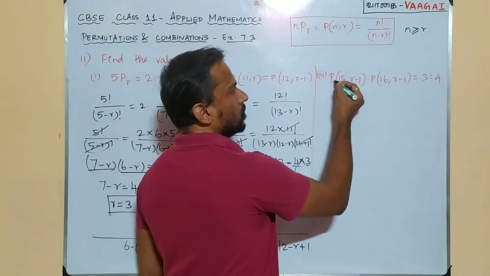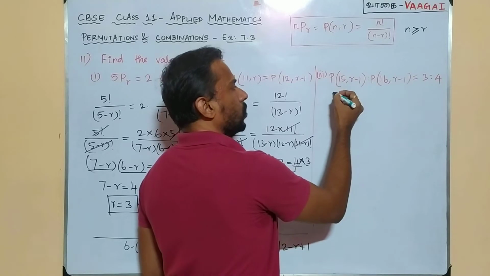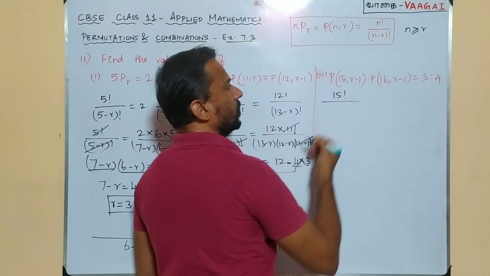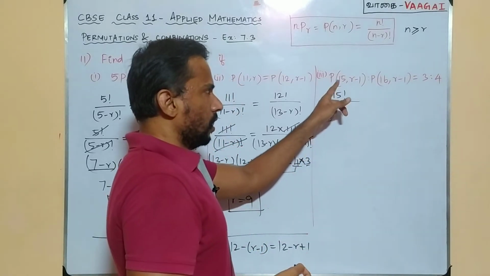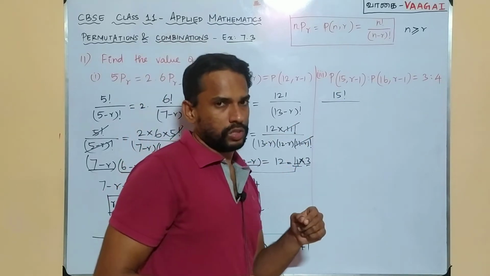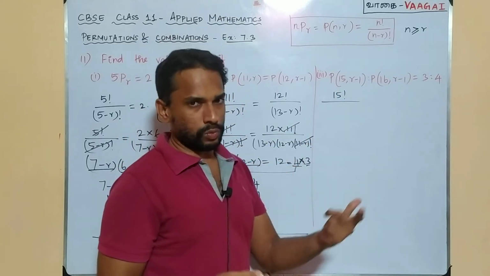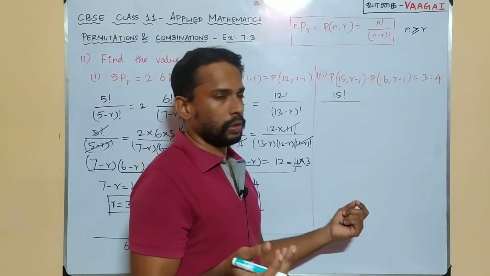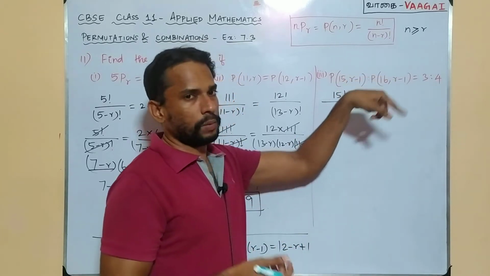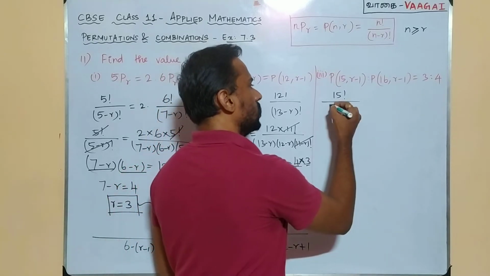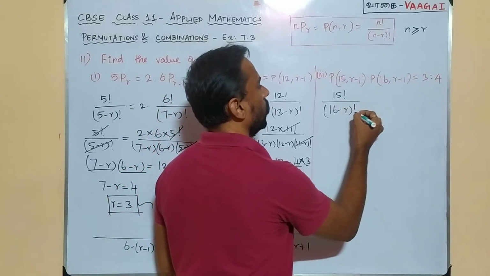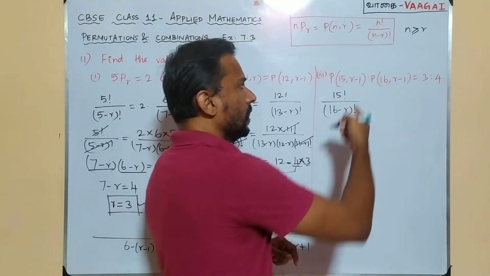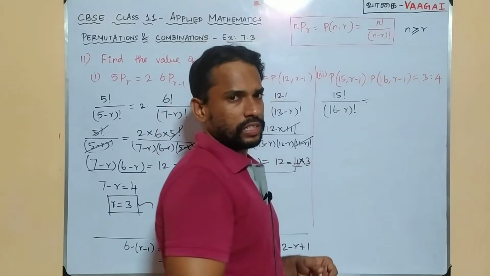This can be written using the nPr definition. If you use this, you will be getting 15 factorial divided by, what about this denominator portion? This will be 15 minus of r minus 1 the whole factorial. I hope you would have worked it by this time. So 15 minus of r minus 1 will give you how much? Simple, 16 minus r the whole factorial.